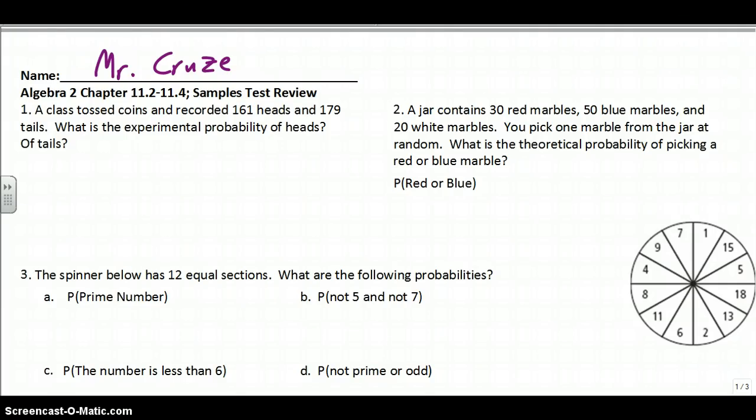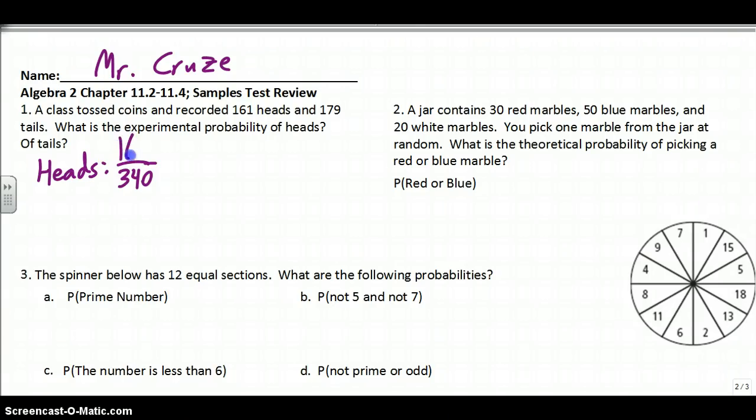So here we go. A class tossed coins and recorded 161 heads and 179 tails. What's the experimental probability of heads and of tails? Well, okay. Let's do heads first. Experimental probability just means what's the probability that they actually did the experiment. Okay, so what were their experimental results, right? So first I probably need to add up how many total flips they did. So I take 161 plus 179 and we get 340. Yes, their teacher made them flip a coin 340 times.